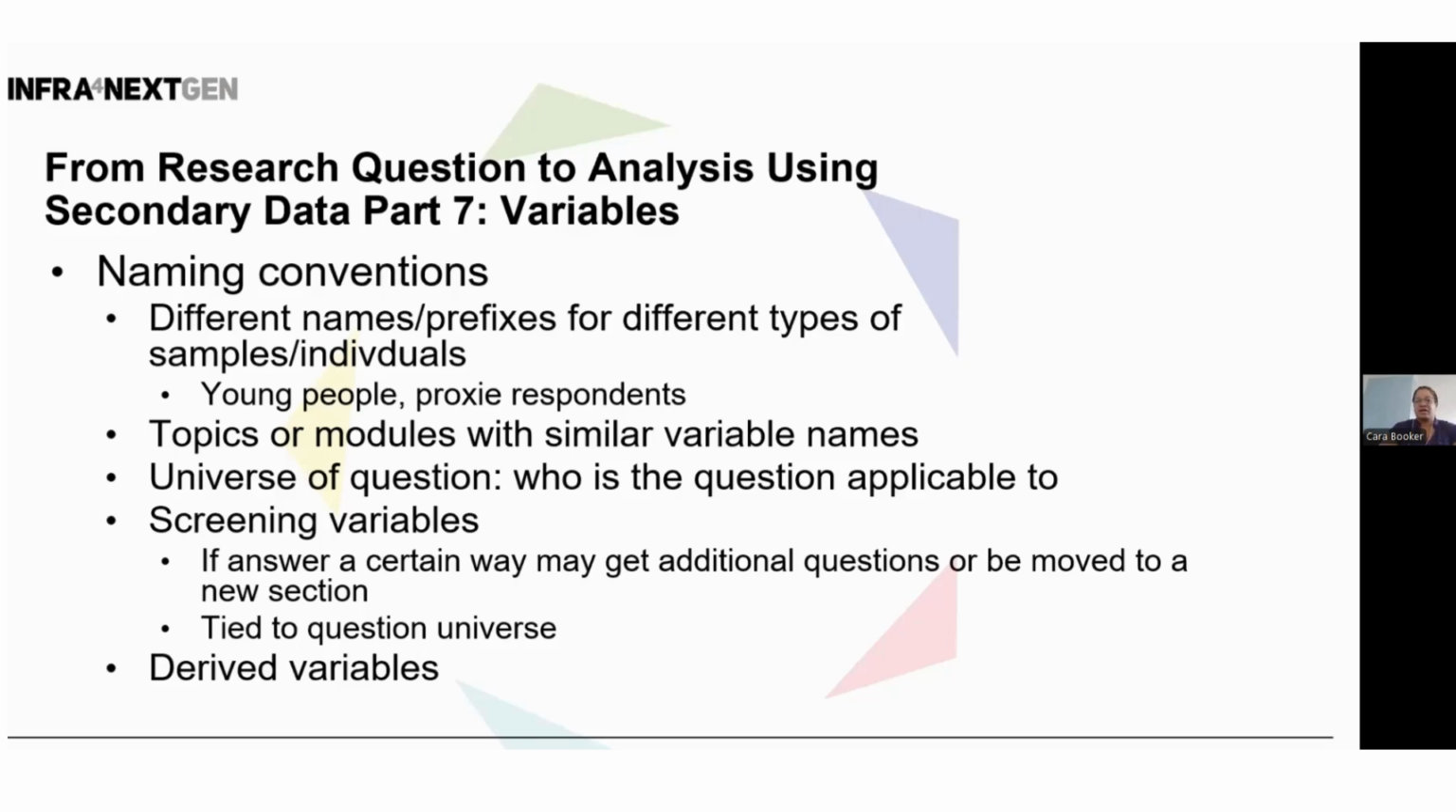If they're, say, for young people, do they have a specific identifier on the variable name that identifies that this was just asked to those groups of people? Are there topics or modules that have maybe similar variable names? So if the topic is around income, does everything in that start with INC or have some kind of identifier attached to that? The universe of the question. So who is the question applicable to?